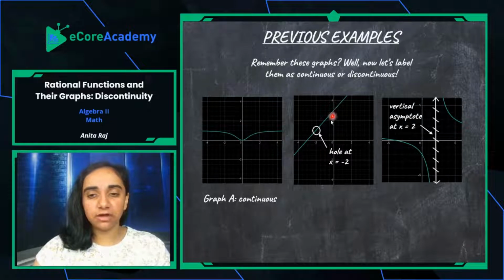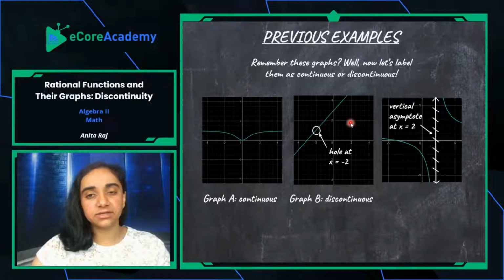Let's look at this graph. We have a linear regression, but we have a hole at x equals -2. So the domain is defined for every single point, except when we get to x equals -2, it's an open circle, meaning it doesn't have a corresponding y-coordinate. The function doesn't have a value at this point. Therefore, graph B is discontinuous because of this hole that interrupts the domain.